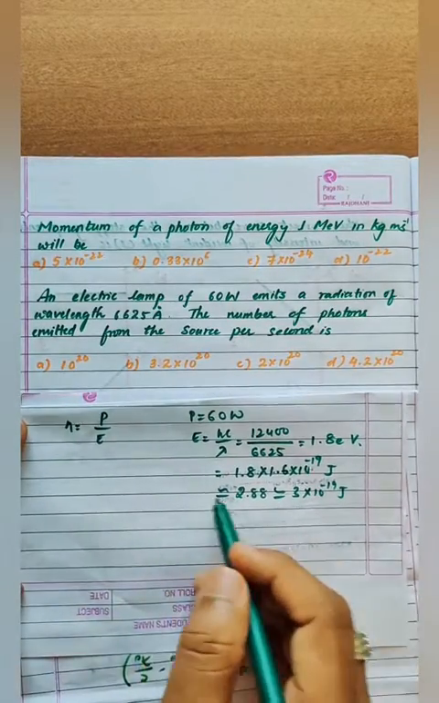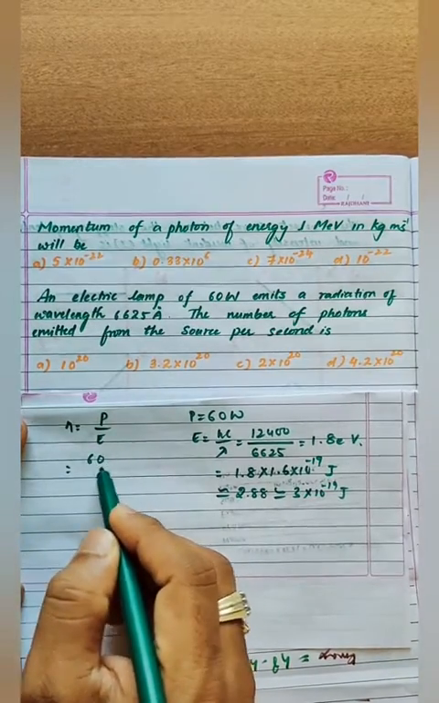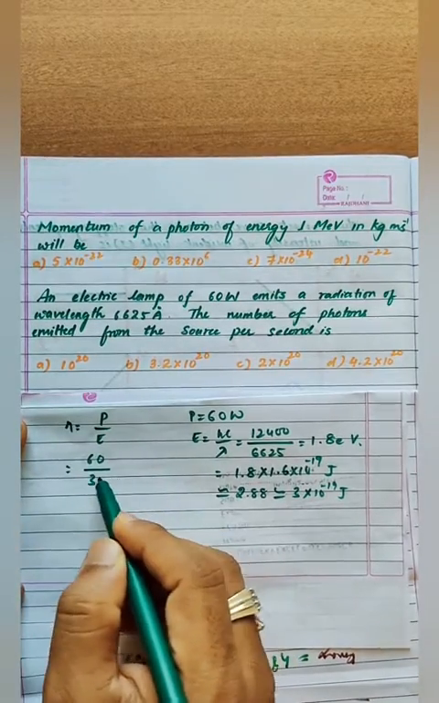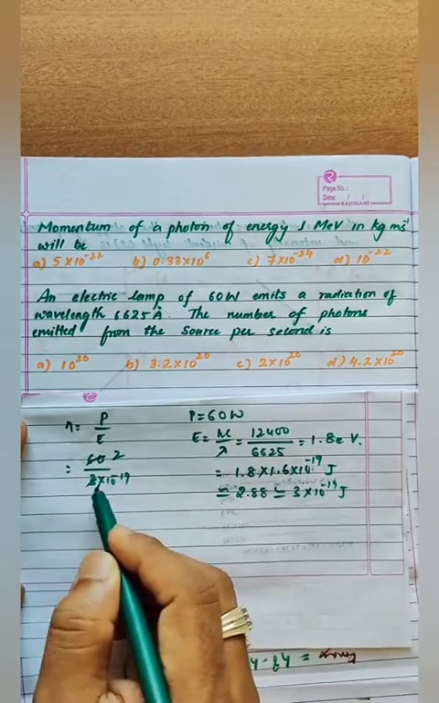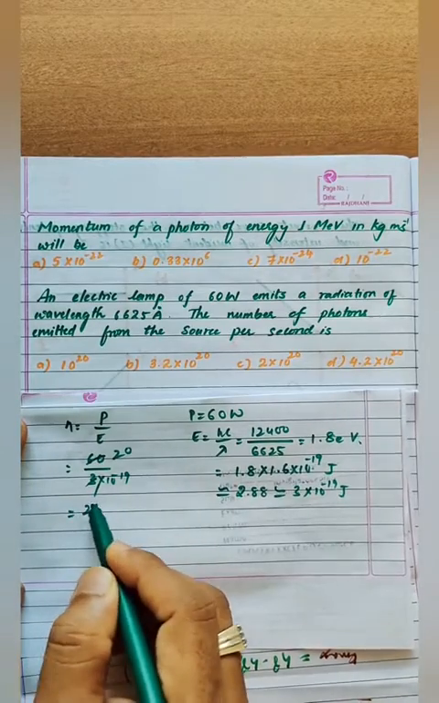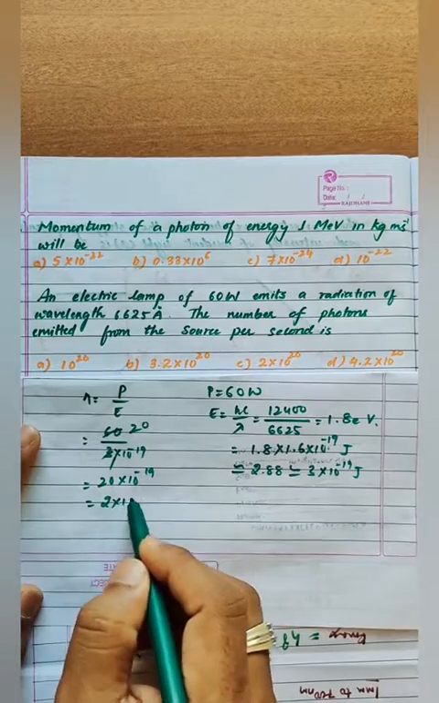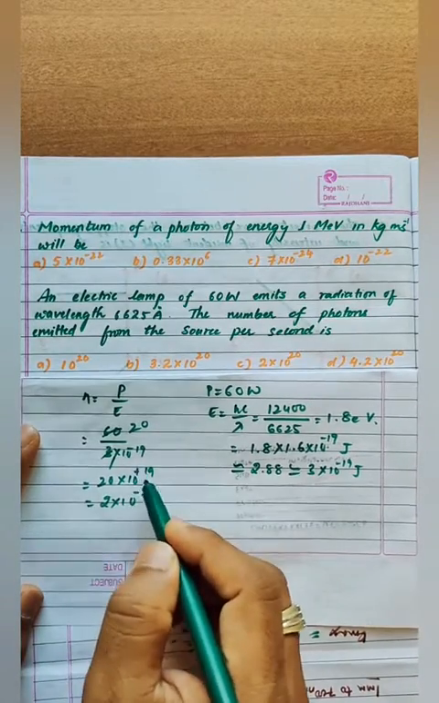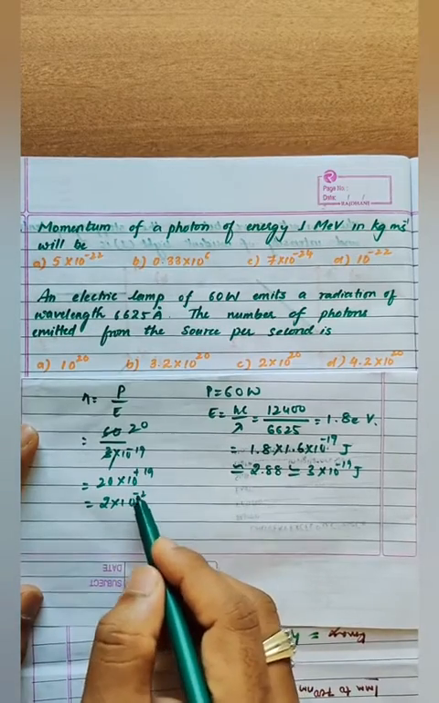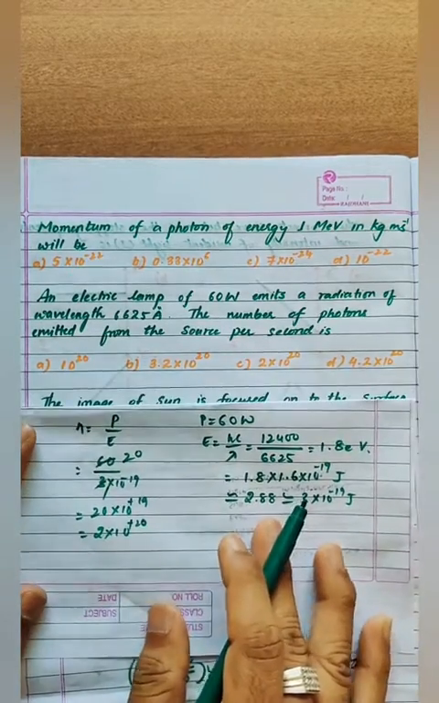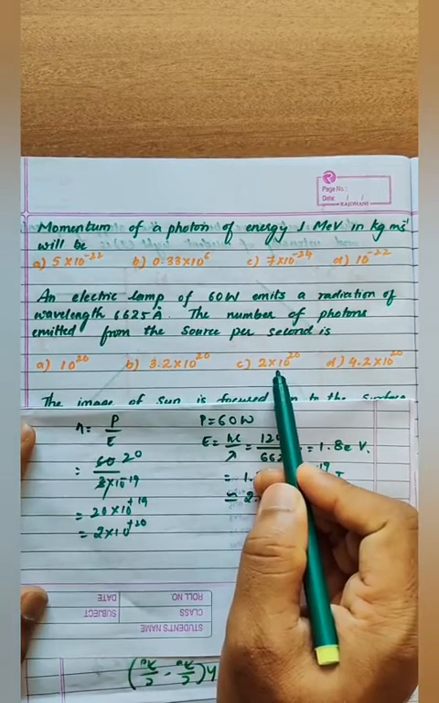So now substitute E here: 60 watt divided by 3 into 10 power minus 19. Twenties are 60, so this is 20 into 10 power minus 19. This is nothing but 2 into 10 power, oh sorry, this is plus 20, right, because if you take this to the numerator, this is plus 20. So option C is the right answer. We have option C as the right answer.